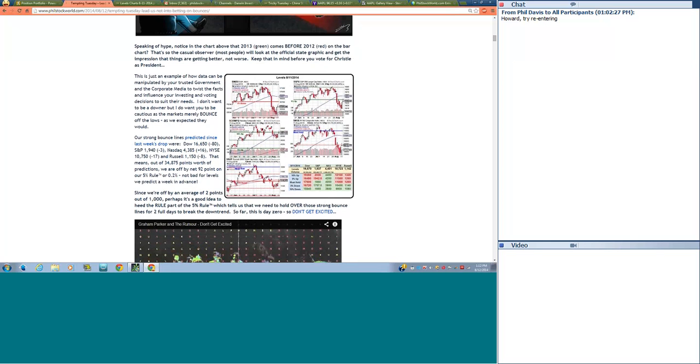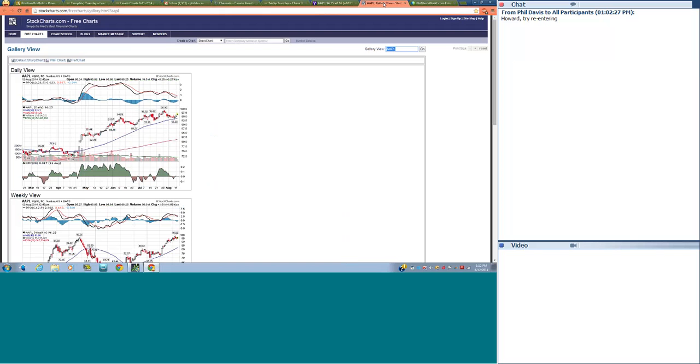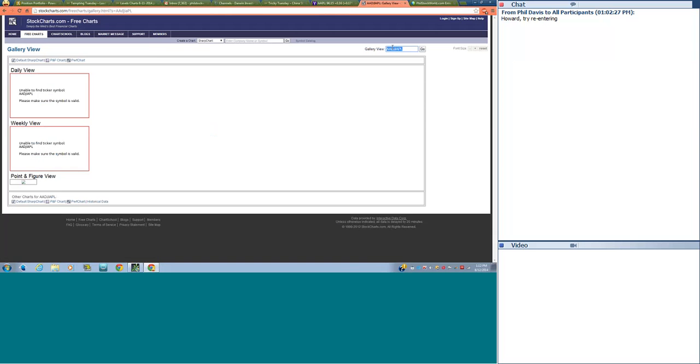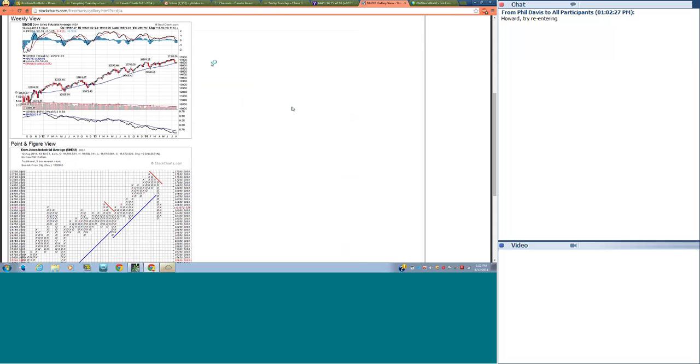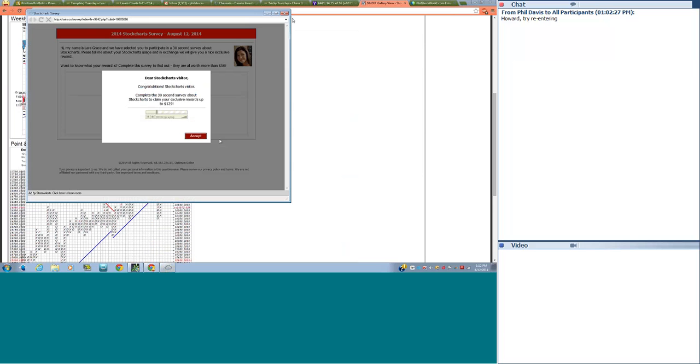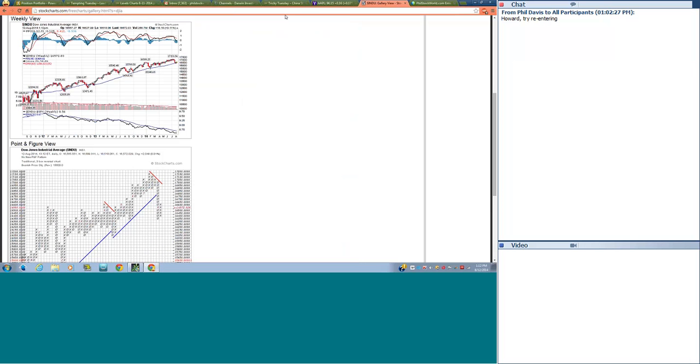But look at the bigger picture. All right, so in the bigger picture, it's not cheap. Damn it. Oh, I got to stop this from happening. It's a stock chart thing I found out, but I can't make it stop.